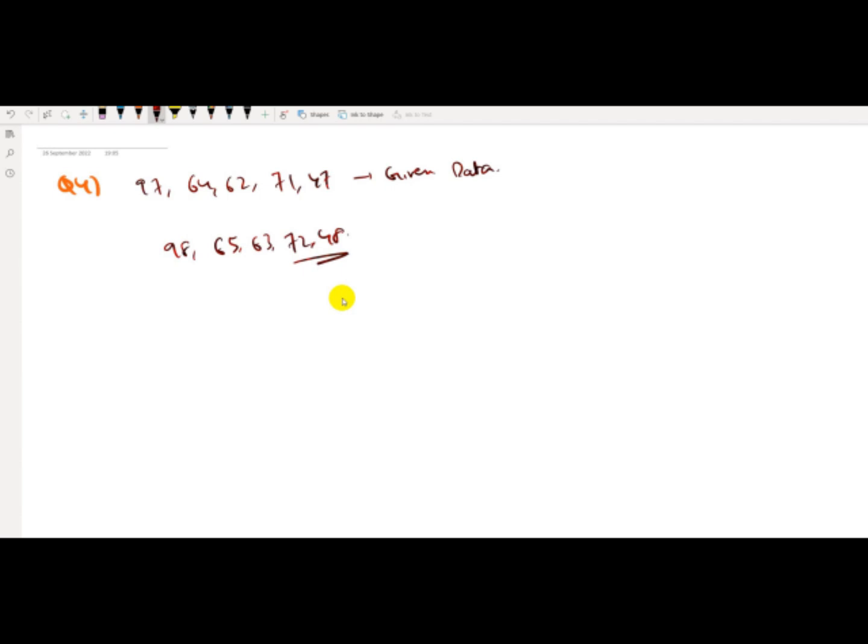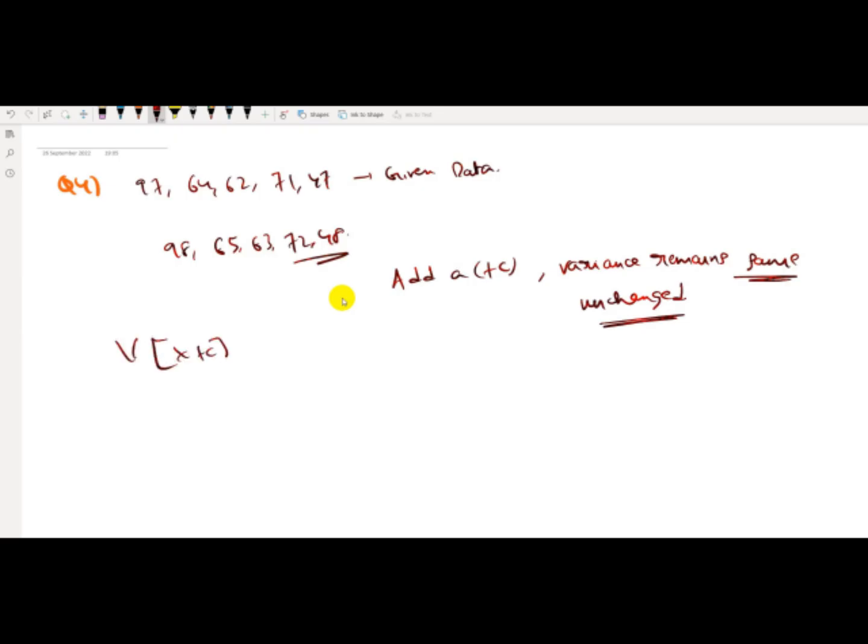But just now I said, when we add a constant, the variance remains the same. In other words, it is unchanged. This is the core concept of the question. And now mathematically we can write the statement like this, this is how we can mathematically denote the statement.